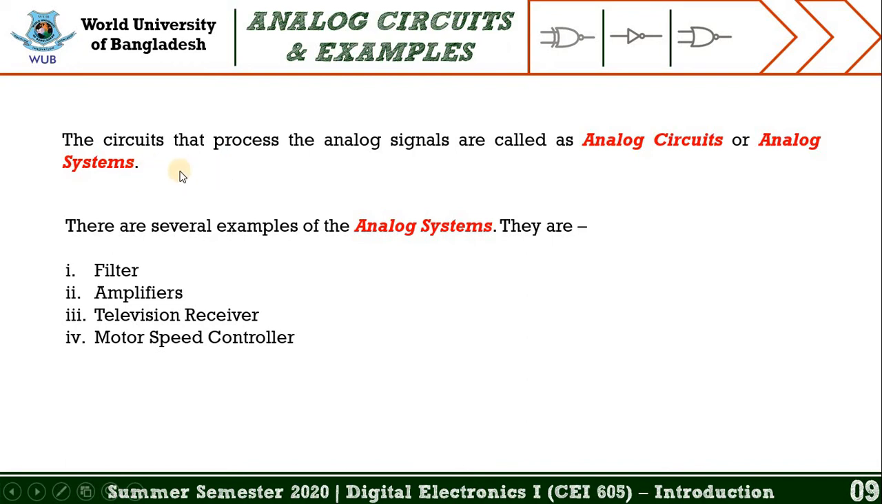Well, from this slide we came to know what analog circuits are and examples of analog circuits. The circuits that process analog signals are called analog circuits. Sometimes they are also known as analog systems. Now come to the examples of analog circuits or analog systems. There are several examples of analog systems, such as filters, amplifiers, television, receivers, and motor speed controllers. Now we need to move into the next slide.